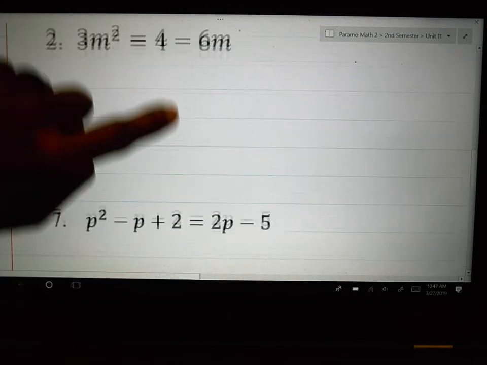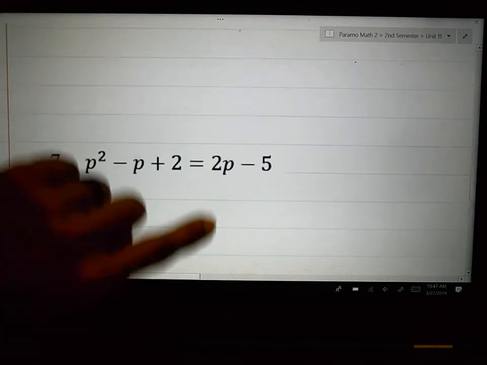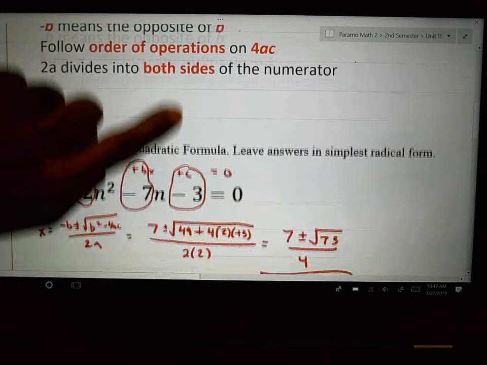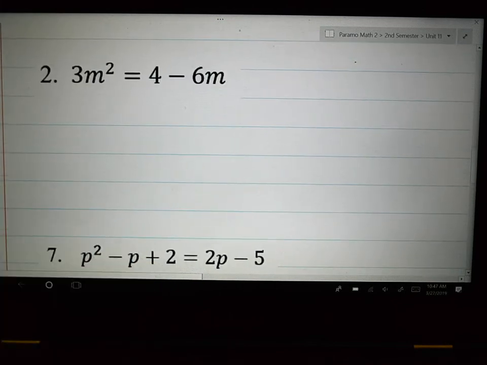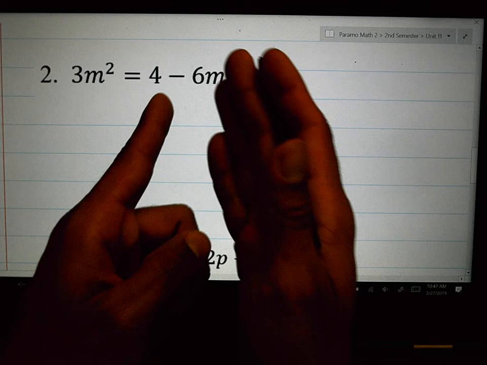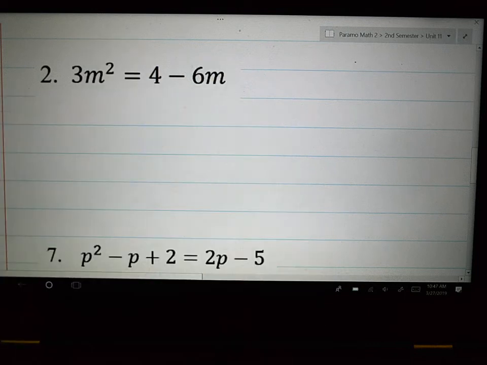I have 2 more examples. Nope. I have 3 more examples for you. Here's number 2. Number 2 is harder because it's not in standard form. It's not equal to 0. So if I want this equal to 0, I have a couple of choices. I can move these things that way or this thing that way.